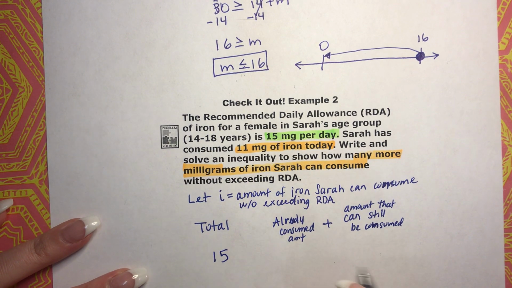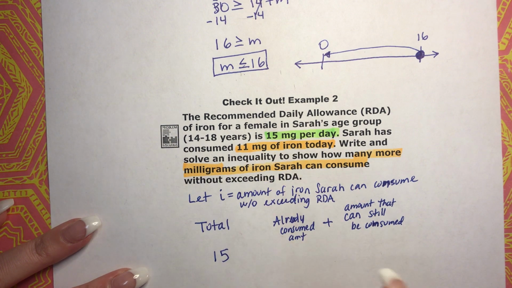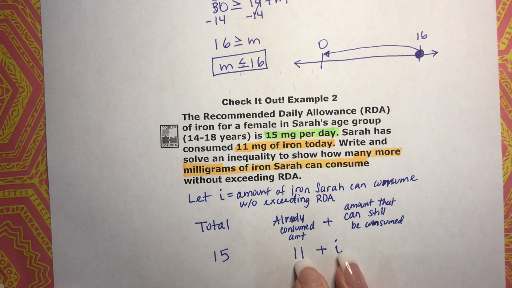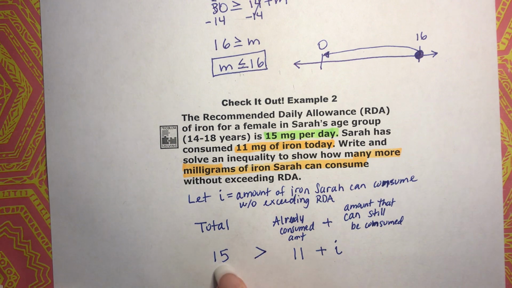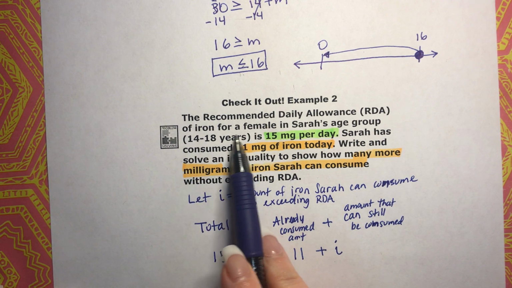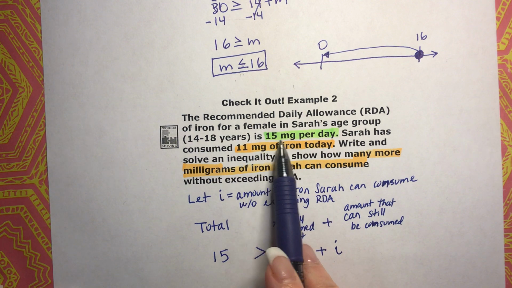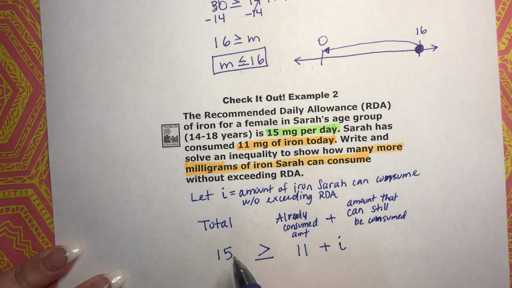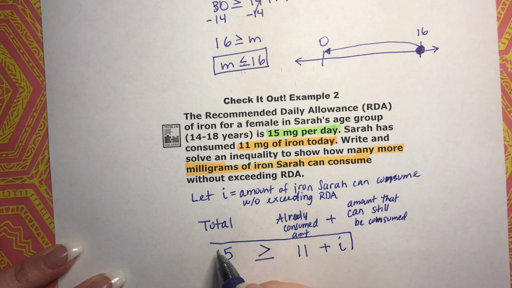So the total is 15, right? The amount that's already consumed is 11, plus the amount that can still be consumed without going over the RDA, which would be our I. When you add these two things together, they cannot go over 15. So 15 is the biggest that this can be, so the alligator is going to eat the 15. But it says it can be 15, so that means it can equal. So there is our inequality right there.